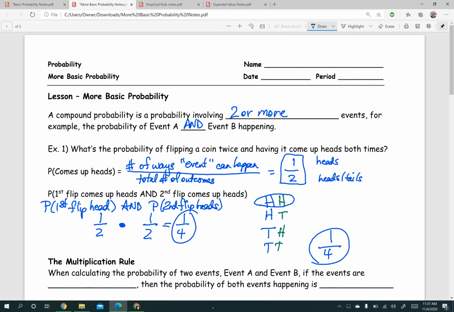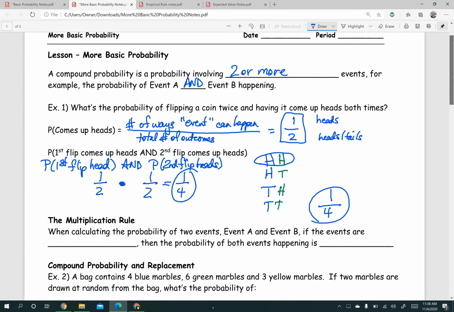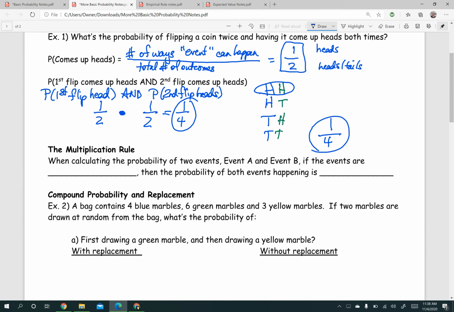But if we had to do 5 coins, we would have to write out heads, heads, heads, heads, heads, and then heads, heads, tails, heads, heads, and so on. And now that list could be very long. We don't want to do that. So being able to split them up and using this multiplication process is a lot easier. So that's called the multiplication rule. And the multiplication rule works if the events are independent.